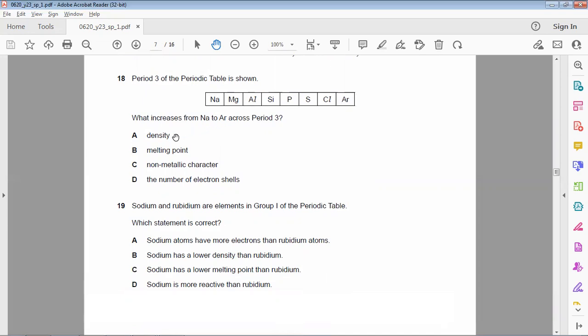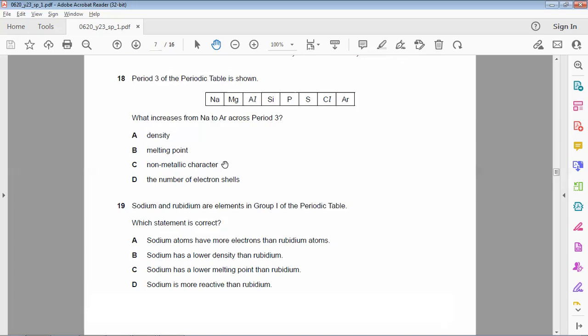Density? Well, on the left side you can see aluminium, which is used in making windows and airplanes, so it has to be denser than what you have on the right side, chlorine and argon, which are gases. So density does not increase; it decreases going from left to right. Melting point will also decrease, as you have gases on the right and solid metals on the left.